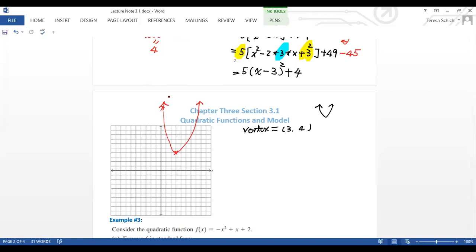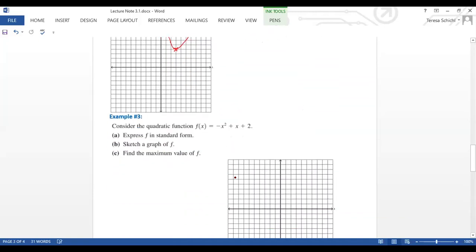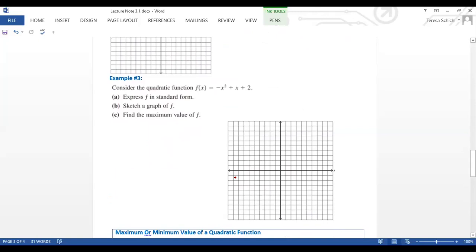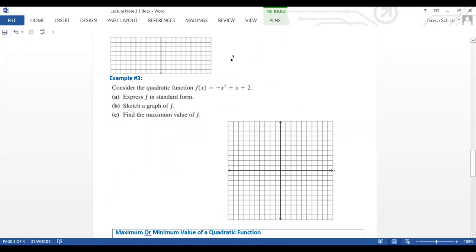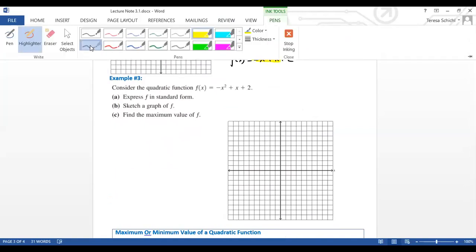All right, so now let's take a look at example number 3. We did a lot, so I hope that right now you are really good at completing the square. Let's do it one more time. This is f of x equal to negative x squared plus x plus 2. I need to change it to the standard form. One more time, which two terms do we work on here? These two terms, right?